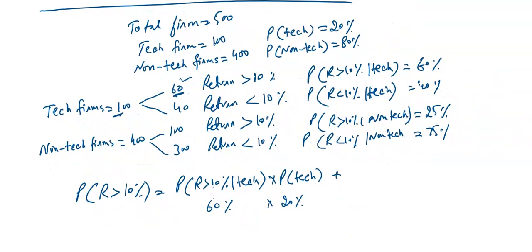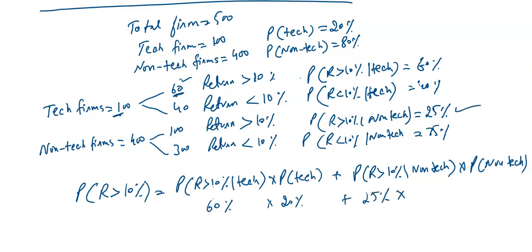Plus, what is the probability of achieving return greater than 10% given that you are a non-tech firm, times the probability of non-tech? That is 25% into 80%. So in total that will be 32%.